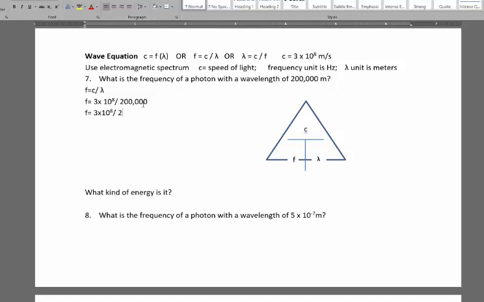So 2, and let's see how many places we had to move. So 1, 2, 3, 4, 5. 1, 2, 3, 4, 5, because there's 5 zeros. It's a positive number, so it's going to be 2 times 10 raised to the 5th. So now we can actually work this problem.